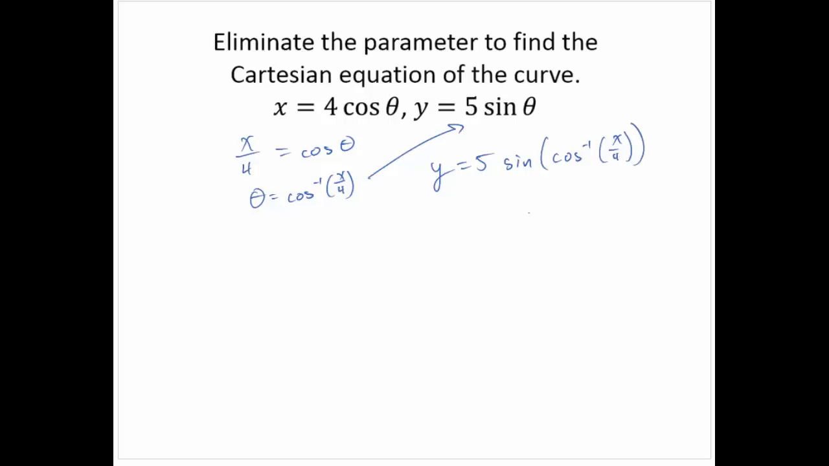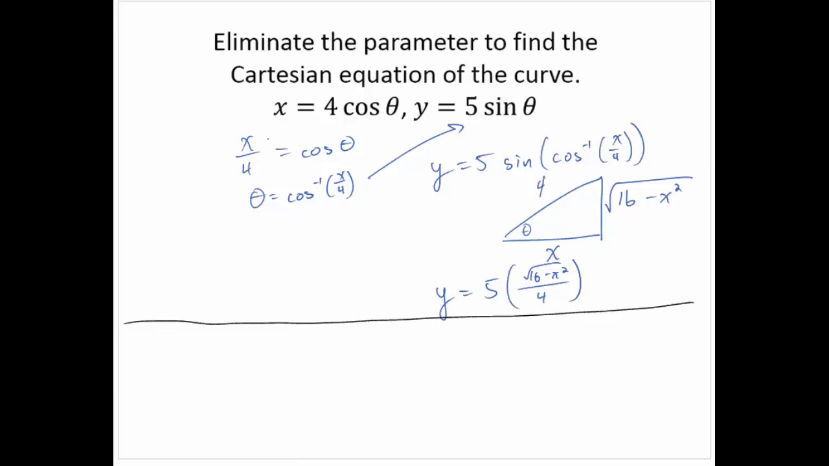Well, cosine inverse of x over 4, if we think of that as the angle, this was our theta, and the cosine is x over 4, so adjacent over hypotenuse. Pythagorean theorem gives us the square root of 16 minus x squared. And so then the sine of theta, y would equal 5 times the square root of 16 minus x squared over 4. And that's acceptable. It's not a very normal form of the equation, but it'll work. Let me show you another approach.